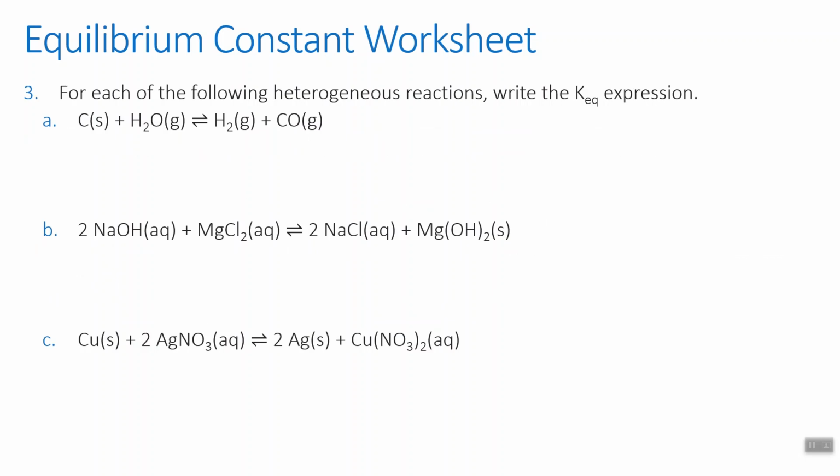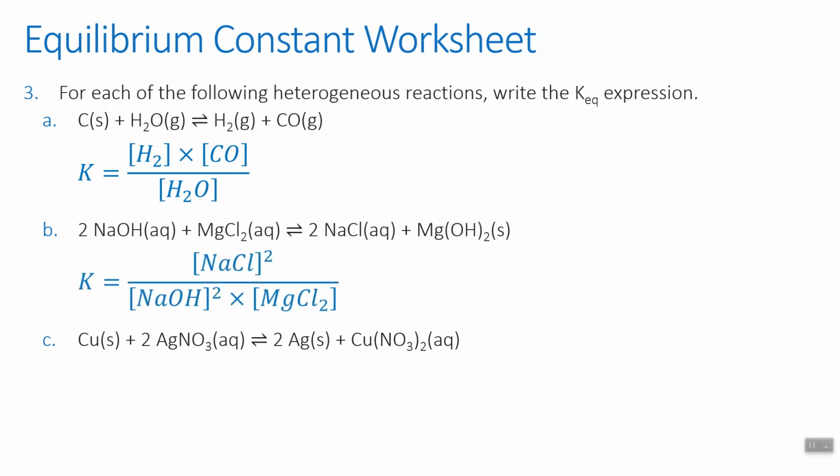For each of the following heterogeneous reactions, we want to write the KEQ expression. For A, again, products on top, reactants on bottom, but notice that we excluded the carbon because it is a solid. In the second equation, I have MgOH2, magnesium hydroxide, as a solid, so we're just not going to include that in our expression. And in C, I'm going to exclude the solid copper and the solid silver and just include our aqueous solutions in my K expression.